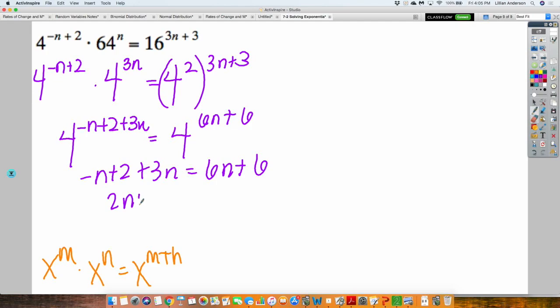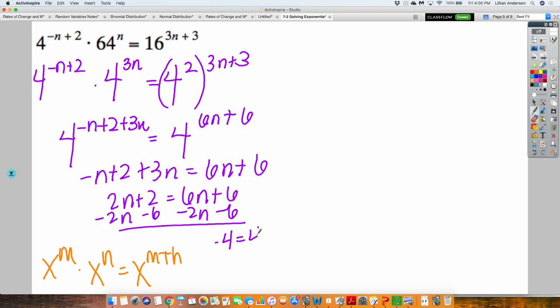So now it's step 3. So this becomes 2n plus 2 equals 6n plus 6. Because I subtract 2n, subtract 6, and I have negative 4 equals 4n. So n equals negative 1.